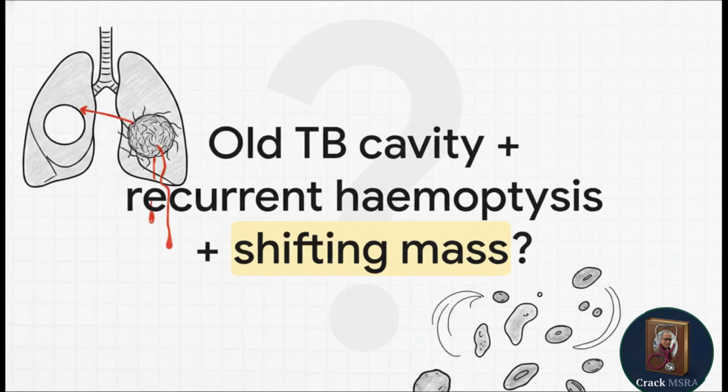Question 6. Okay, you have a pre-existing space, an old TB cavity. Now there's a mobile mass sitting right inside it, causing the patient to cough up blood. That shifting fungal ball is an aspergilloma.